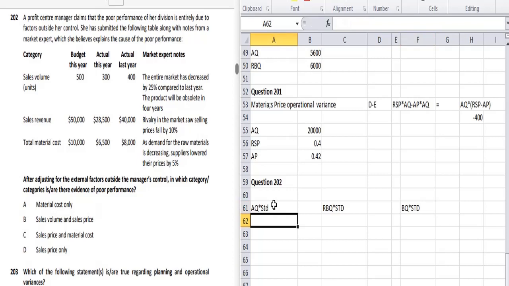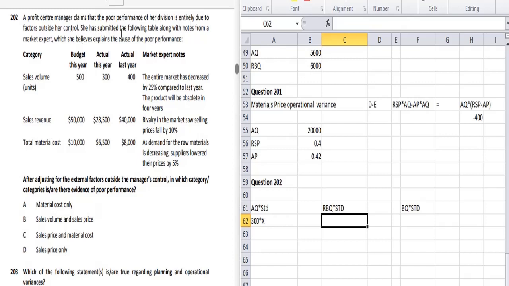Okay, so now the actual quantity sold this year is 300, right? And we don't know about the standards, let's suppose X. And the revised budgeted quantity. The question says the market expert notes that the profit center manager claimed that the poor performance of her division is entirely due to factors outside her control.